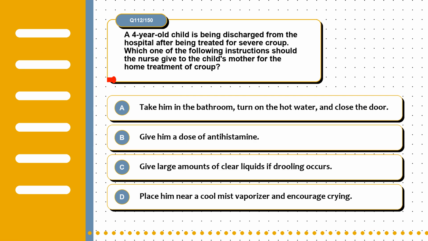Question 112. A 4-year-old child is being discharged from the hospital after being treated for severe croup. Which one of the following instructions should the nurse give to the child's mother for the home treatment of croup? Here are the options. Option A. Take him in the bathroom, turn on the hot water, and close the door. Option B. Give him a dose of antihistamine. Option C. Give large amounts of clear liquids if drooling occurs. Option D. Place him near a cool mist vaporizer and encourage crying.